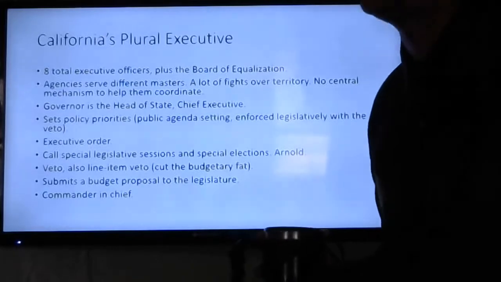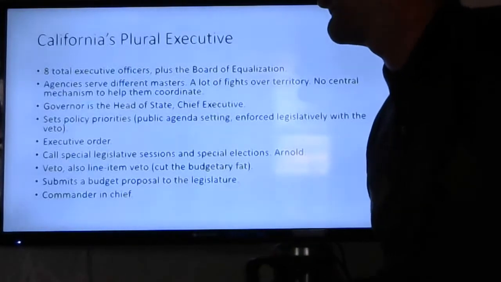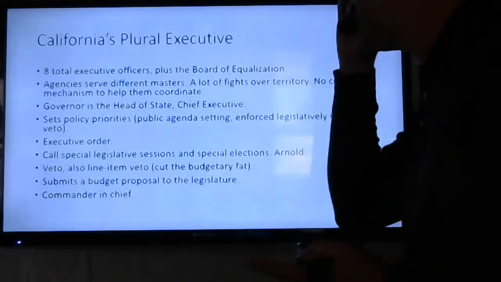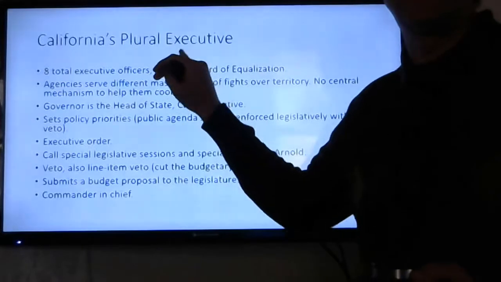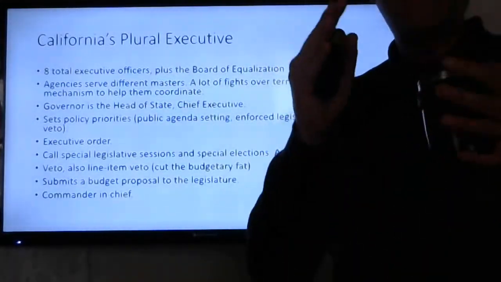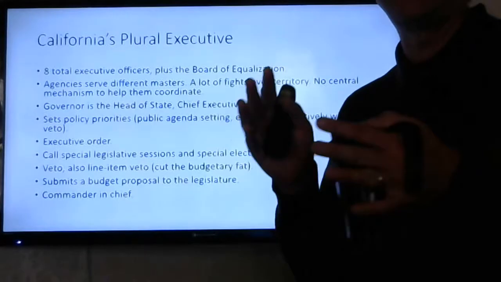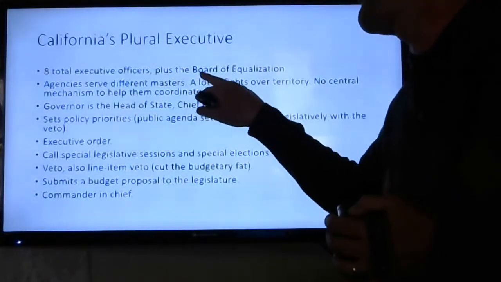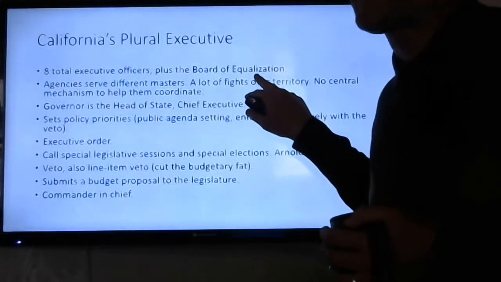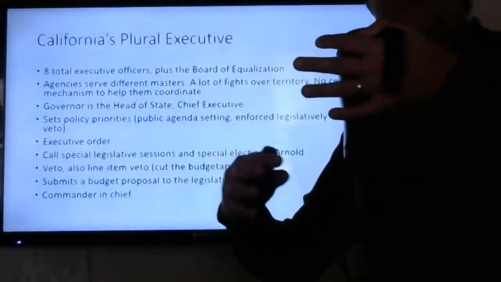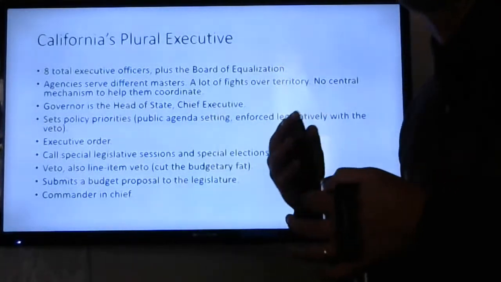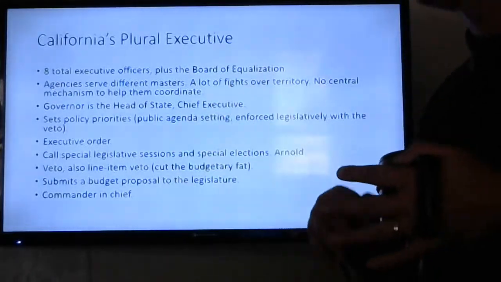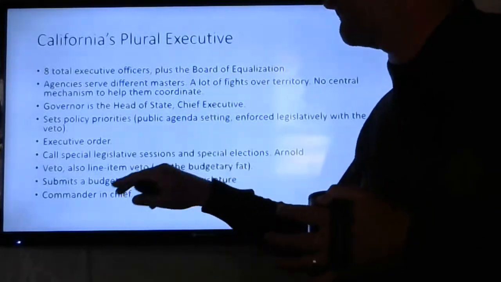Now I'm just going to talk a little bit more about some of the other parts of California's government. This isn't quite as terribly important, but it's important for you to know about. California has what we call a plural executive. That means that there's a bunch of independently elected people who each have a share of executive power. So we have 8 total executive officers plus the Board of Equalization that does taxes. They're like accountants who don't only pass tax law, but they check and see are people doing it, and they're involved in taxes very strongly.